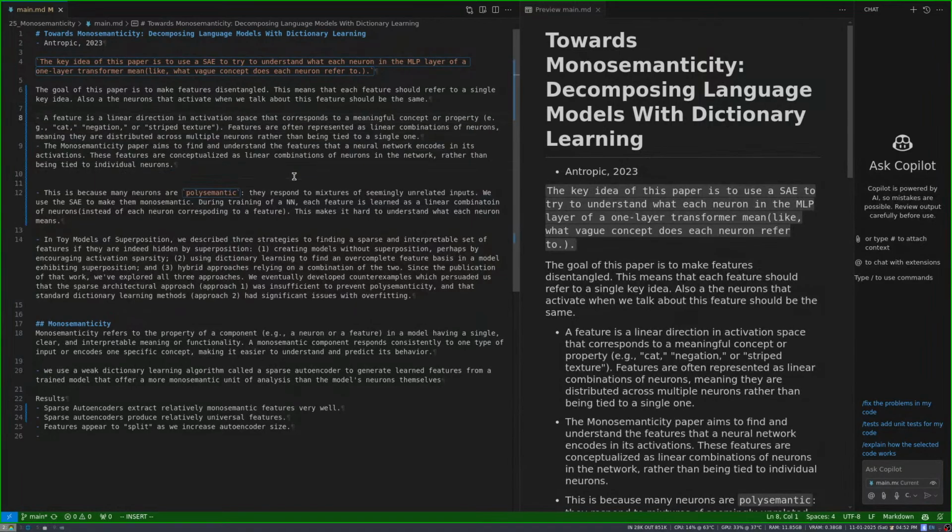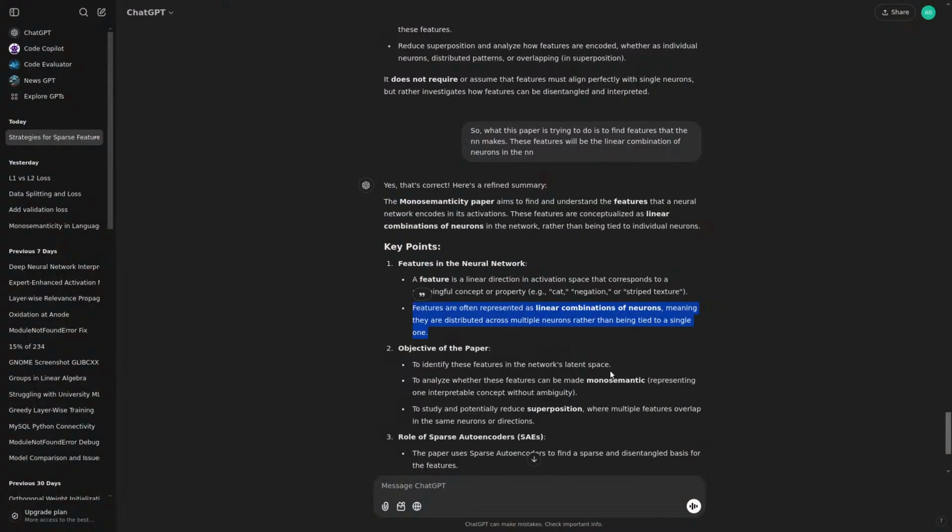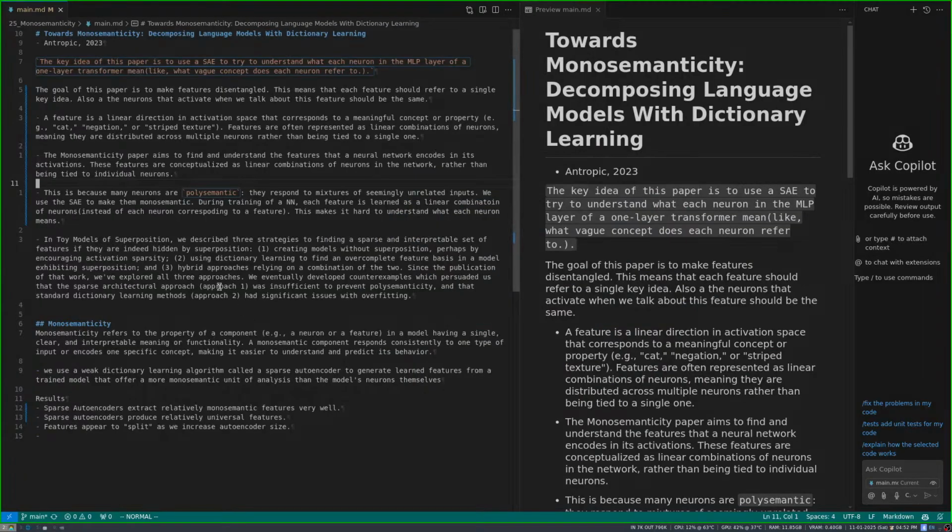Our point in this paper is to find features and the neurons they correspond to. The objective of the paper is to identify features in the latent space and analyze whether these features can be made monosemantic. Study and potentially reduce superposition, where multiple features overlap with the same neuron direction. Okay, cool.